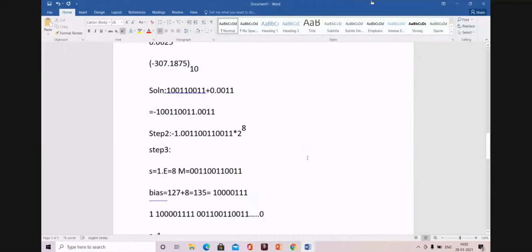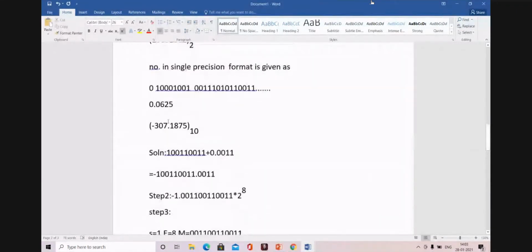I want you to add one question to your assignment; you solve this one also: 0.0625. I think I have given you five or six questions already. Add this one: represent 0.0625 in single and double precision, and submit it to me by tomorrow 3 o'clock.